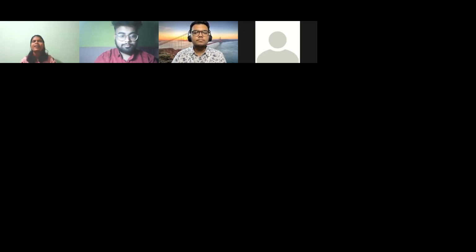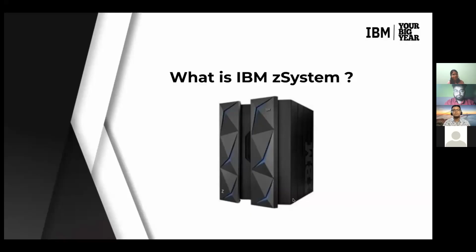IBM Z comes under the family of IBM, which is an architecture of mainframe computers. As you all know, mainframes are high performance computers with a large amount of memory and processors which can process billions and trillions of data at a time.